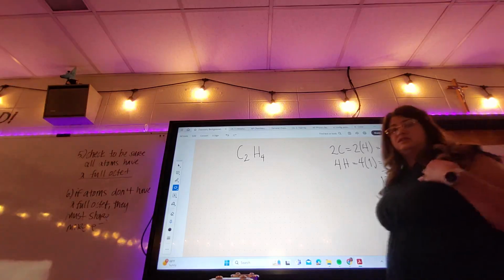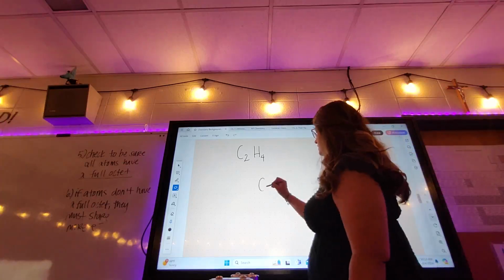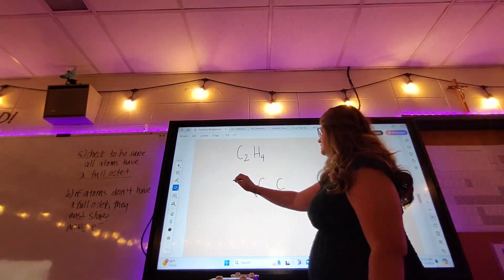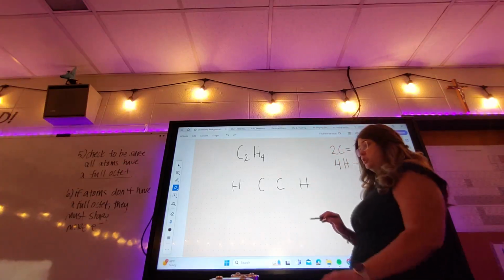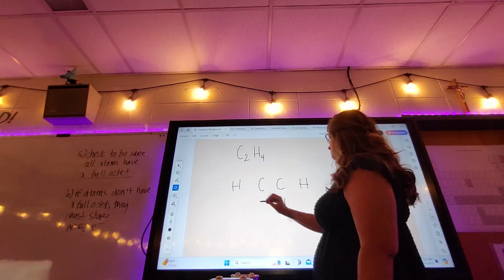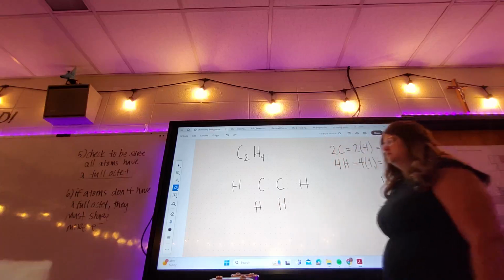Okay, so because I know about chemistry, this is what I'm going to tell you to do. We want this to be as symmetrical as possible. So we're going to put those 2 carbons in the middle. And then maybe this?